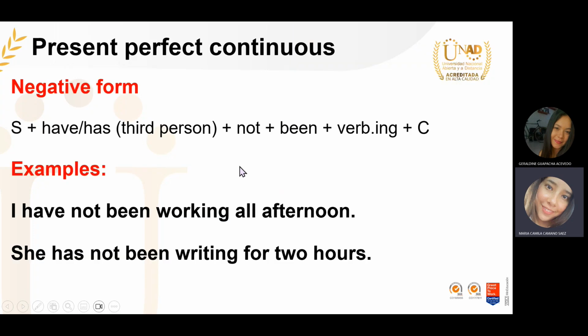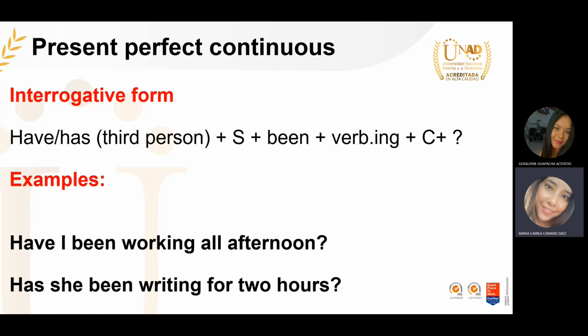Simple. In the negative form, you only add not, after the auxiliary verb, which in this case is have or has. I have not been working all afternoon. She has not been writing for 2 hours.